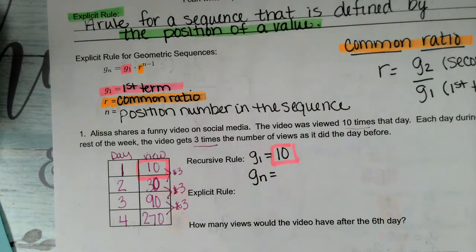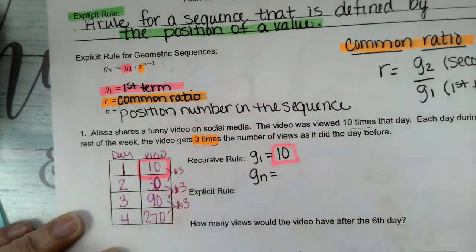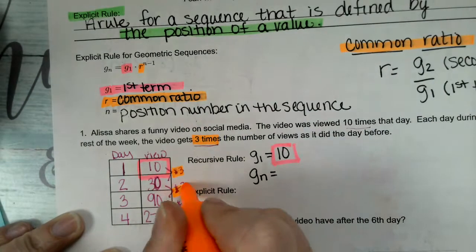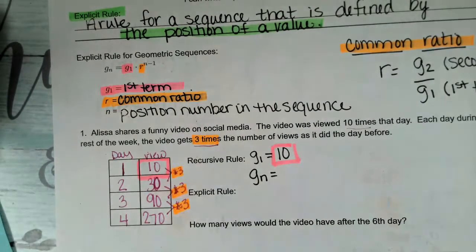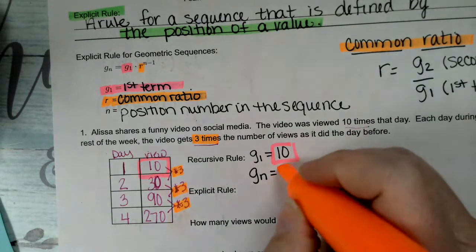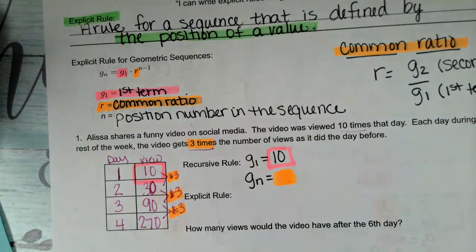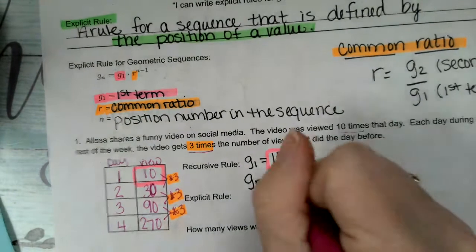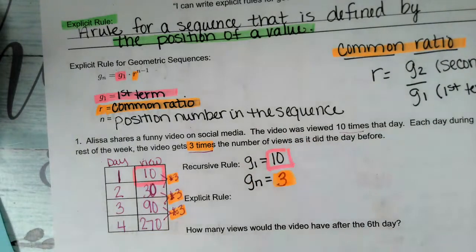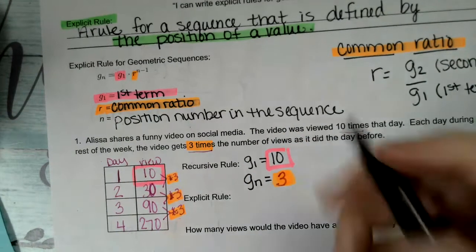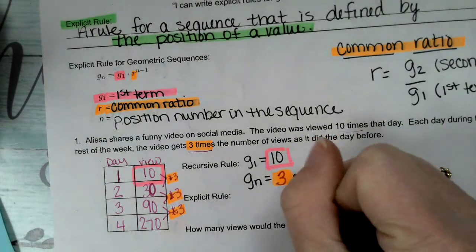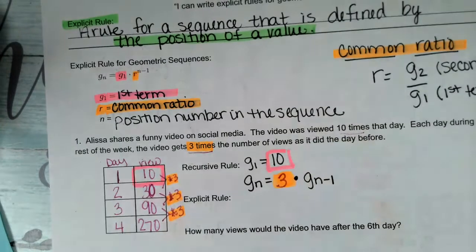So my R value, that is what you're multiplying by every single time. And they told us in words that it's 3 times. We saw down here that you're multiplying by 3 every time. So my R value is 3. So I'm going to plug that in here. And then it's going to be times my previous term, g sub n minus 1.